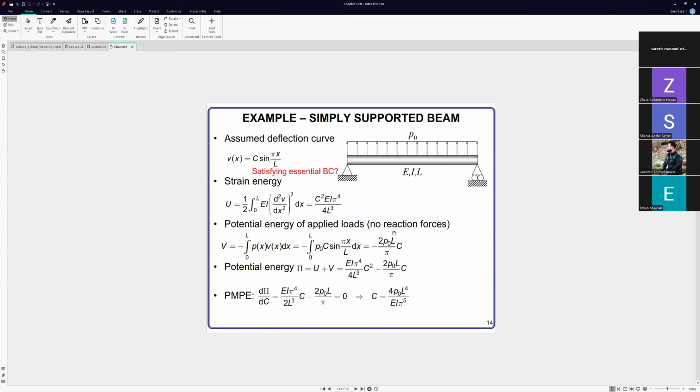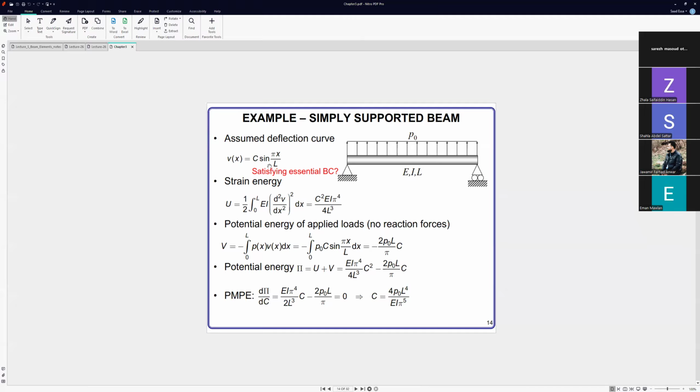For example, we have a simply supported beam. This is a very important example. We have a distributed load P naught, and we have E, I, and L, which is the distance between the support and the support. Here we assume the deflection curve is equal to C sine pi x over L. It must satisfy the essential boundary conditions, this is important. So how can we satisfy this one?